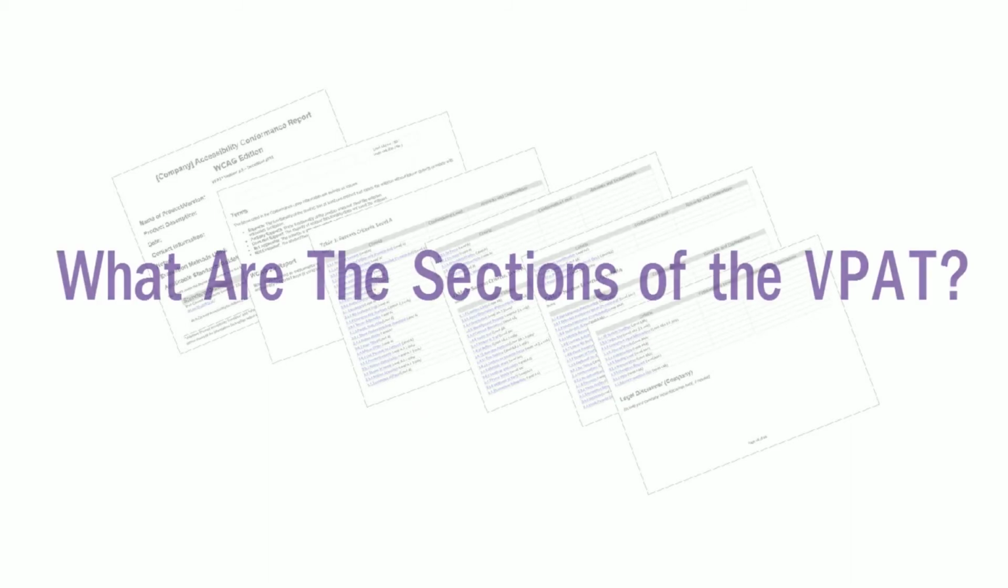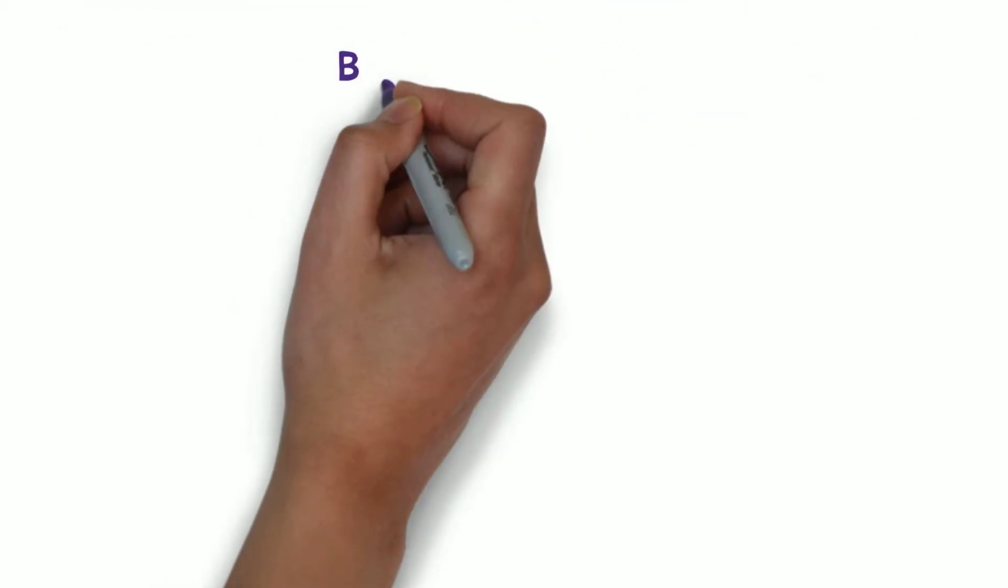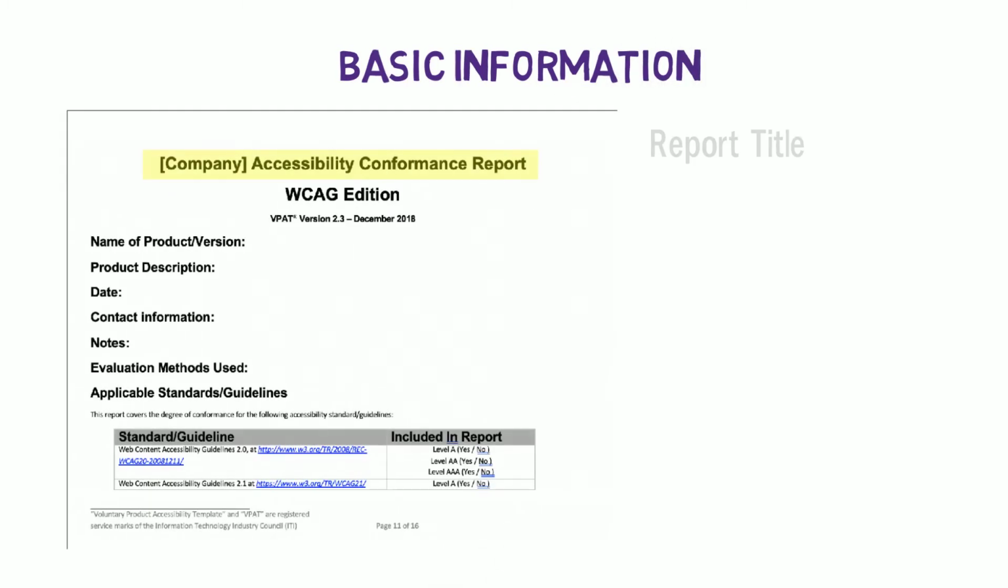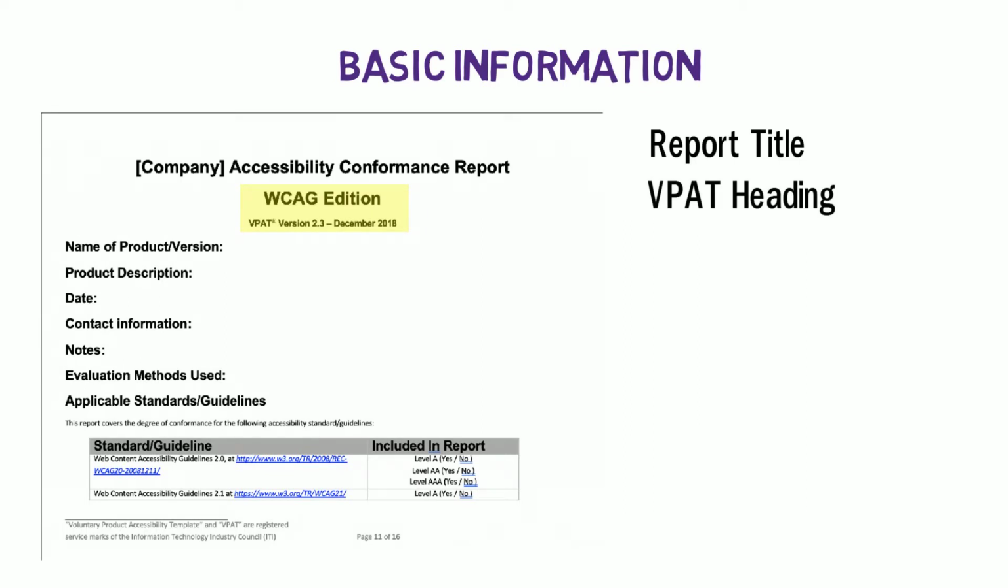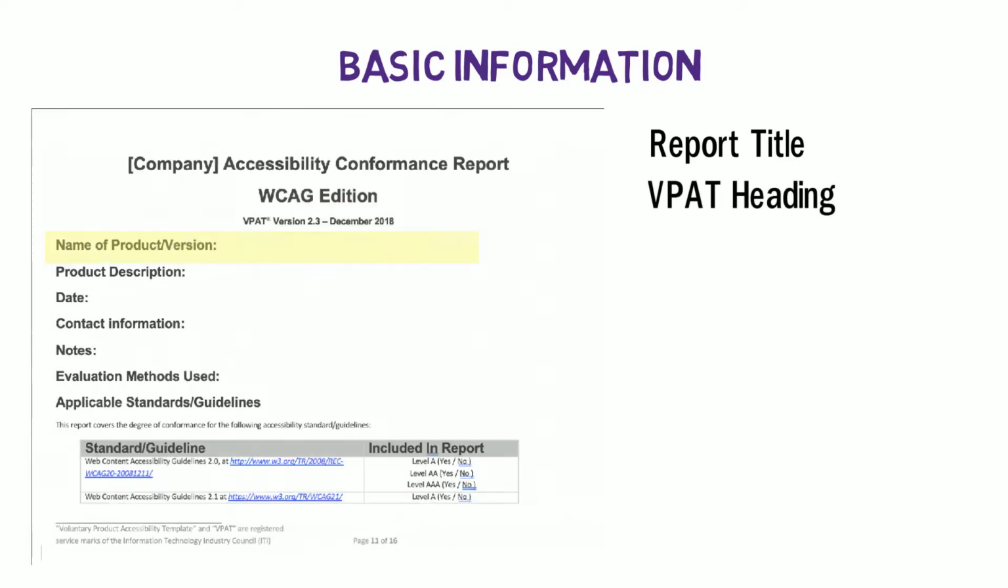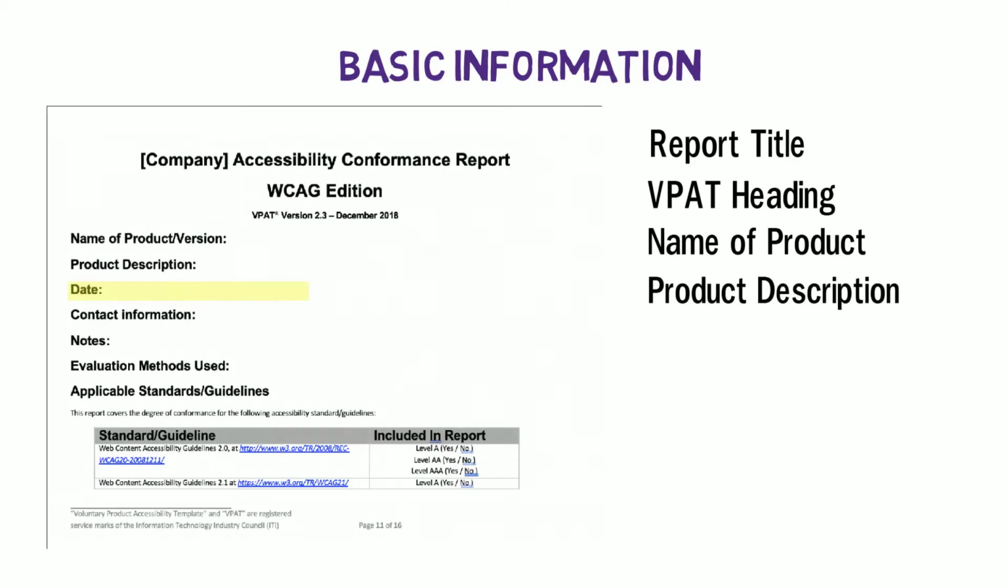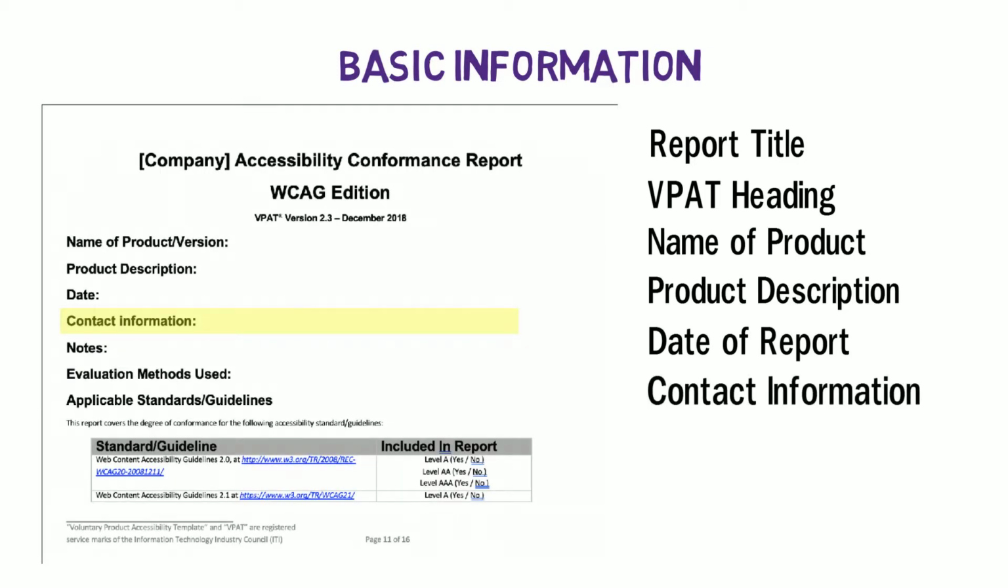What are the sections of the VPAT? In the first part of this template, you will list this basic information: the report title, VPAT heading information, where you indicate which VPAT you're using, the name of the product being reported, including the version of the product, a product description, the date of your report, your contact information, namely an email address in case we have any follow-up questions. A notes section is provided if you want to add details or further information.